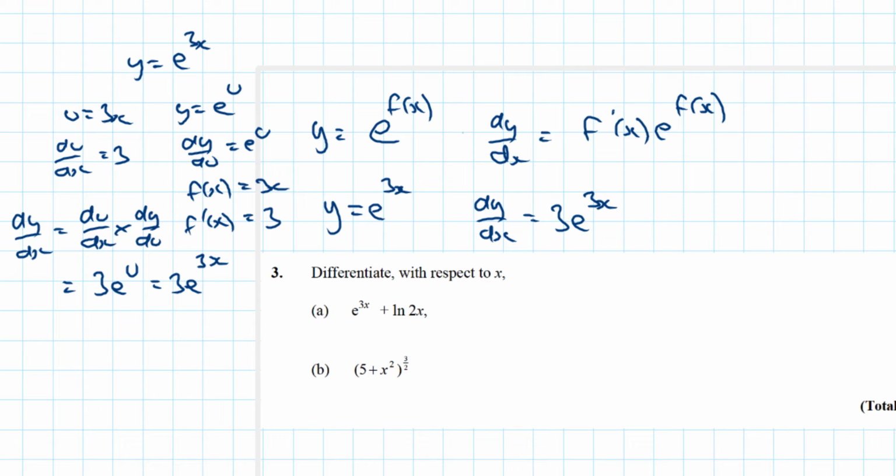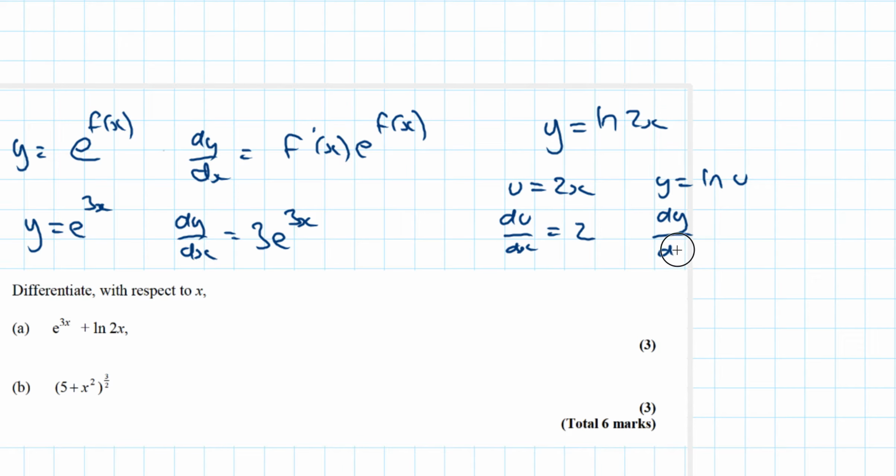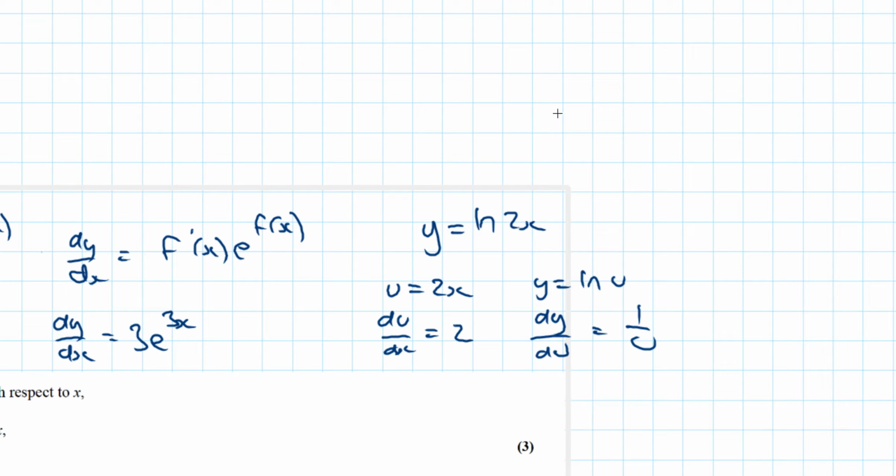The next one we have is ln 2x. So if we treat this, this is y equals ln 2x. Here we're going to use a chain rule, so u is equal to 2x, and y is now equal to ln u. du dx is equal to 2, and dy du is equal to 1 over u, which is a rule that you need to remember. So if you ever have y equals ln x, dy dx is equal to 1 over x. This is a rule you need to remember. Again, here we're just replacing the x with a u.